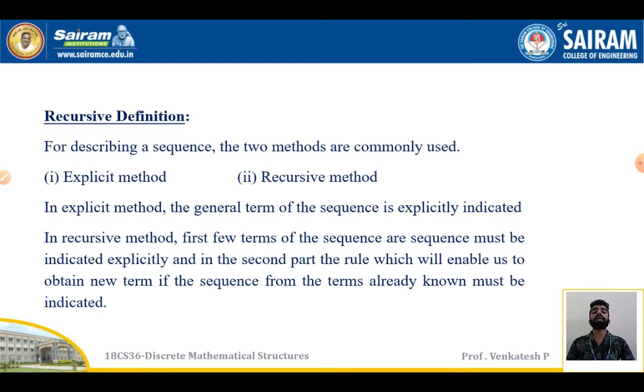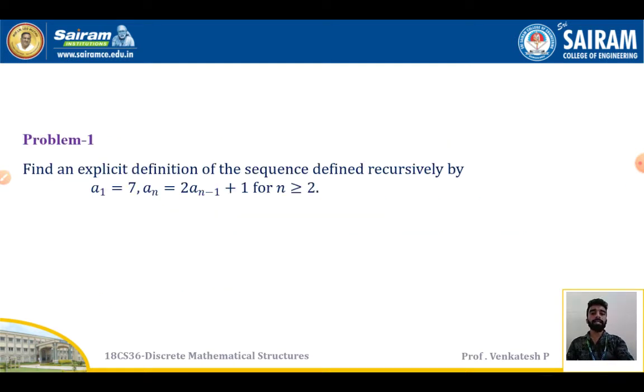In the recursive method, the first few terms of the sequence must be indicated explicitly, and the second part is a rule which enables us to obtain a new term of the sequence if the previous terms are already known. So let me explain this while solving the problems clearly.